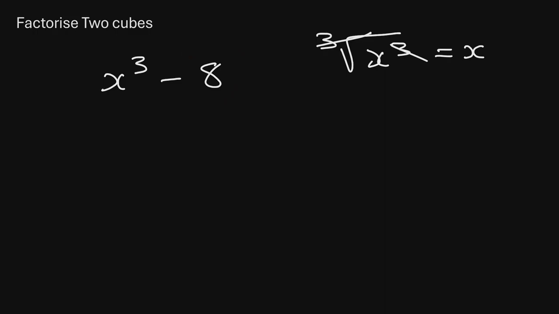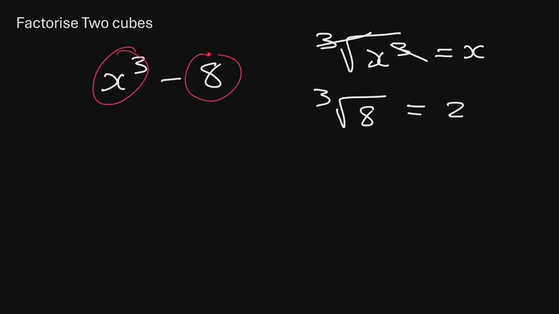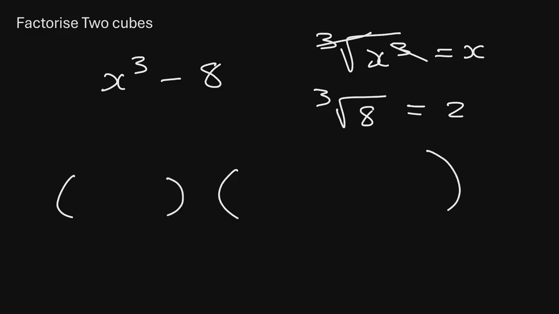We're going to say, what is the cube root of 8? If you put the cube root of 8 into your calculator, you will get 2. So therefore, we have two cubes. To factorize two cubes, you open a smaller bracket and a bigger bracket, and then you write the cube roots of your cubes. So now this will give us x and 2. So we have x and 2. And then you keep the sign as it is.